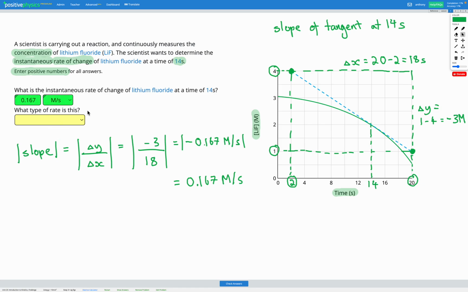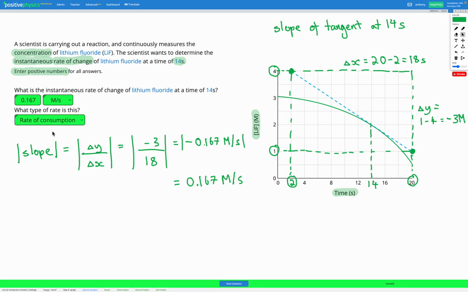The type of rate, that's based on whether we had a positive or negative on our slope. In other words, whether our slope is going upwards or downwards. So in this question, we have a negative value on our slope before we found the absolute value. And we can see our slope is going downwards on our graph. So that means that the concentration is decreasing. In other words, the lithium fluoride is getting used up. So that makes this a rate of consumption because the lithium fluoride is being consumed.